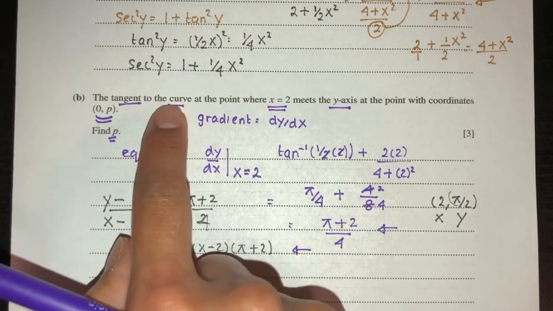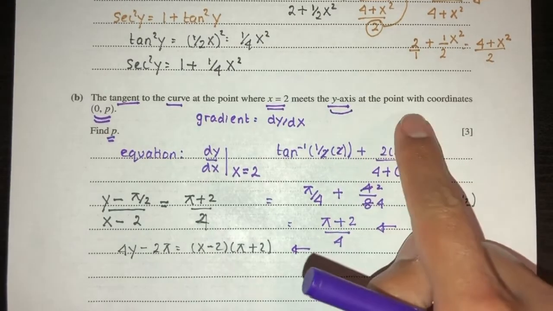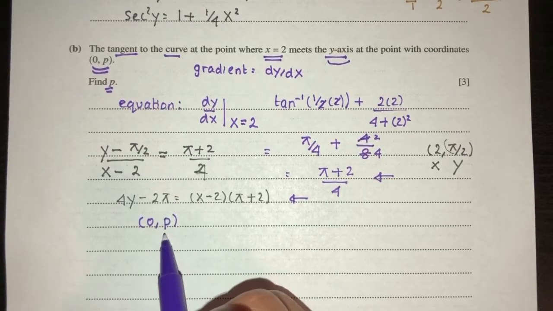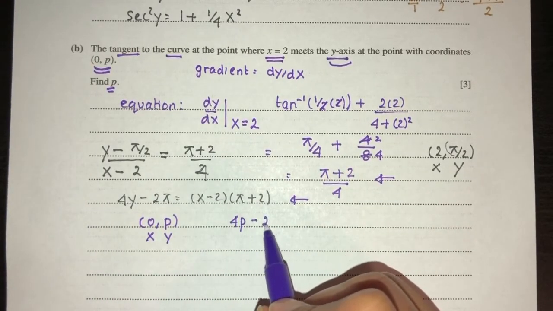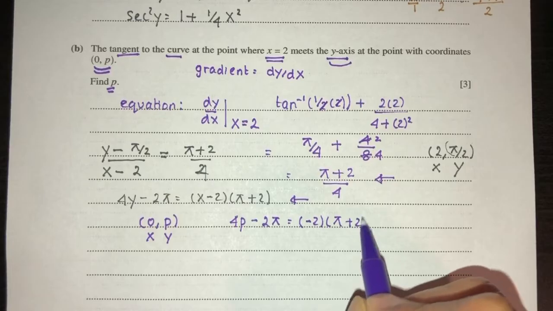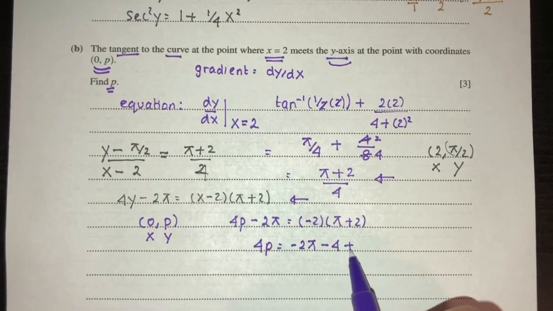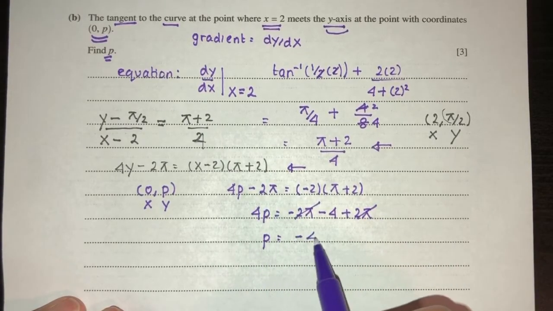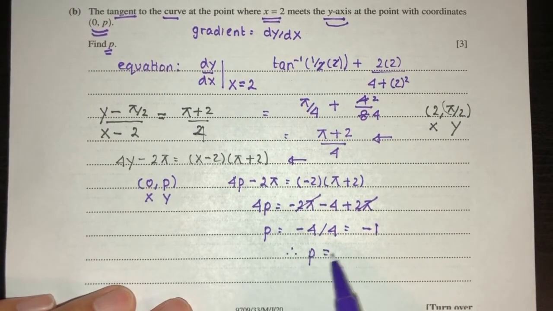Now, the tangent to the curve at this point meets the y-axis at this point. So we know that on the y-axis, the x value is 0. Find the value of p. P is your y and this is your x. Replace back in your equation. So you will have 4 times p minus 2 pi equal to 0 minus 2, which is minus 2, times pi plus 2. That will be 4p is equal to minus 2 pi minus 4 plus 2 pi. This one will cancel out as you can see, and p will be minus 4 divided by 4, and that is minus 1. So your value of p will be equal to minus 1.